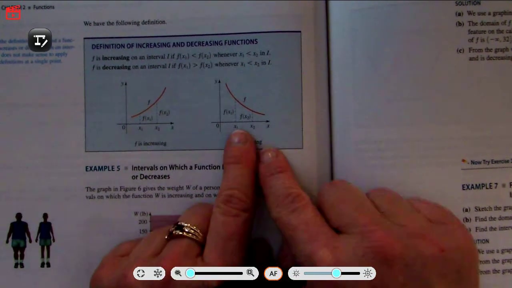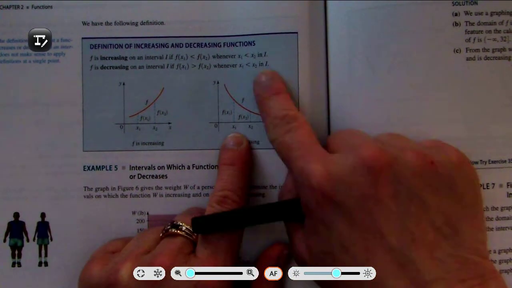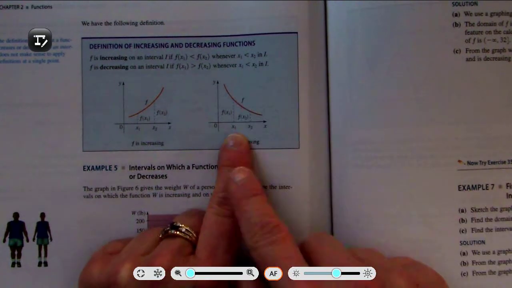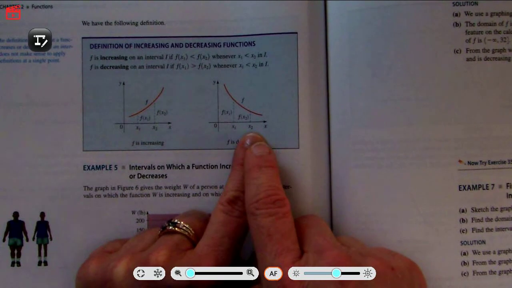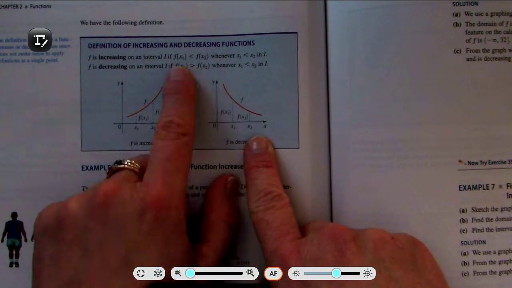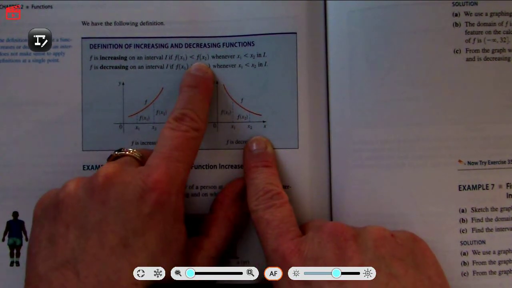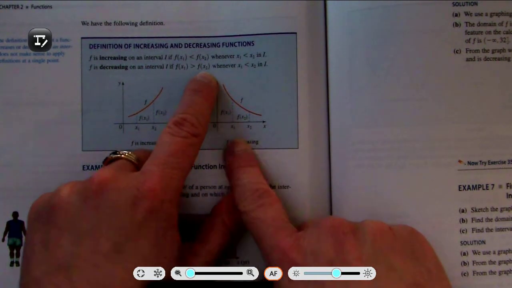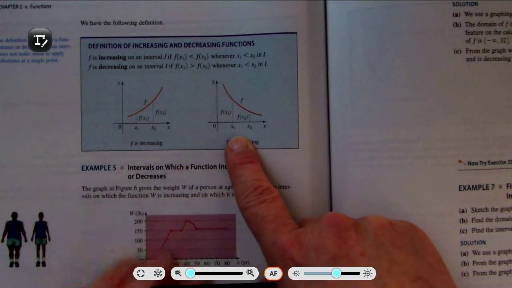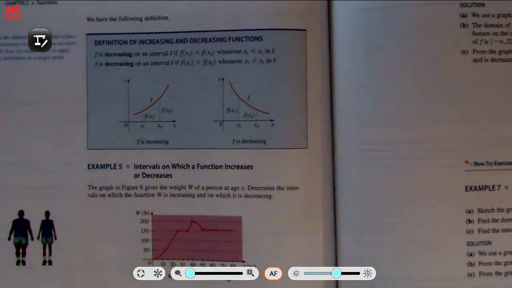Here's our decreasing. If x1 is less than x2, notice it didn't change. And that is because we're reading from left to right. So as we go from left to right, our y values here get larger. In this case, our y values get smaller as we go from left to right. So there's kind of like the definition of increasing and decreasing.